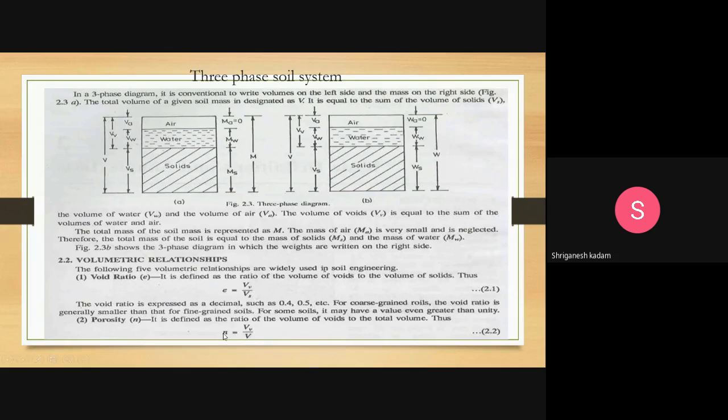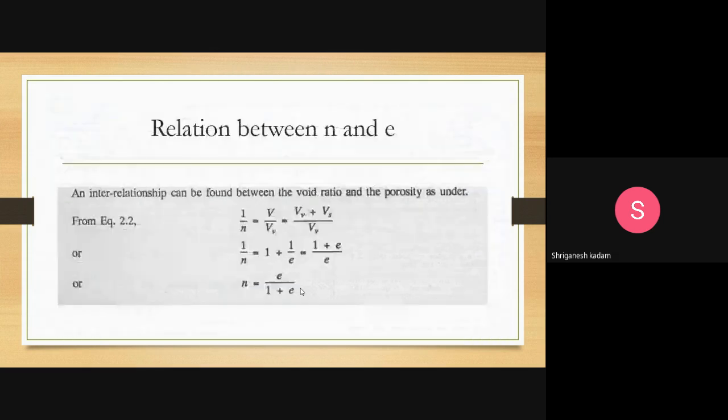Again, porosity has no unit, but we can express porosity in percentage and we can express void ratio in decimal. So these are the two main definitions, what is void ratio and porosity. Now we will study some basic relation between this void ratio and porosity, that is the relation between n and e.